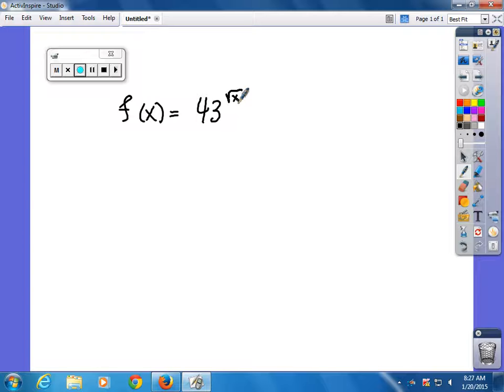All right. Thank you. All right, so we've got something raised to an exponent. Now, if you were to rewrite this, you can rewrite it as f of x is equal to 43 to the what? X to the 1/2, right? Now, that's not really going to help you very much, is it? What do we have to do here?